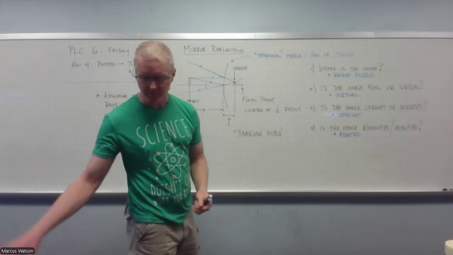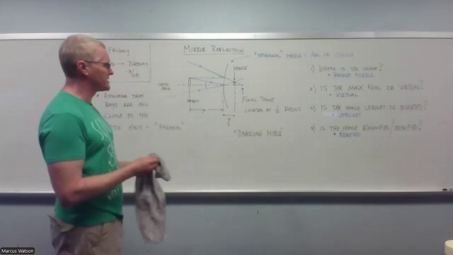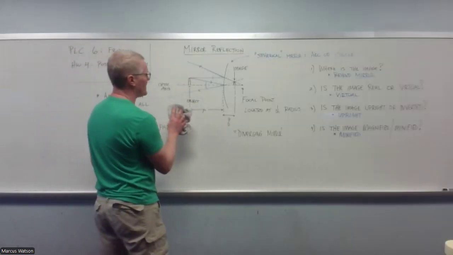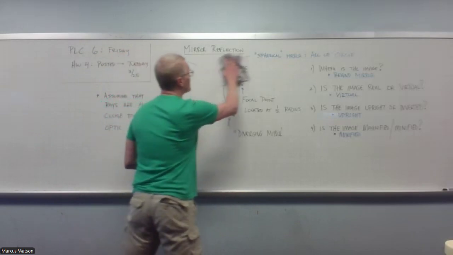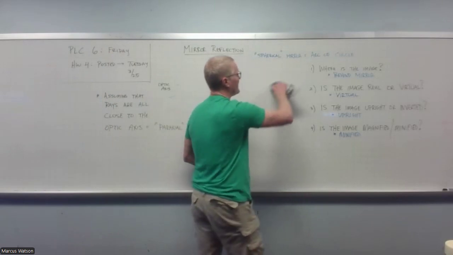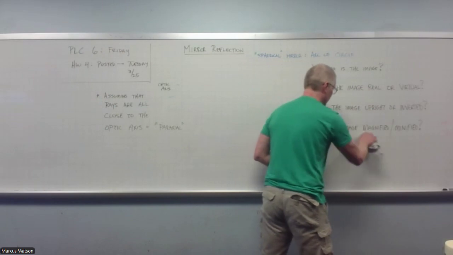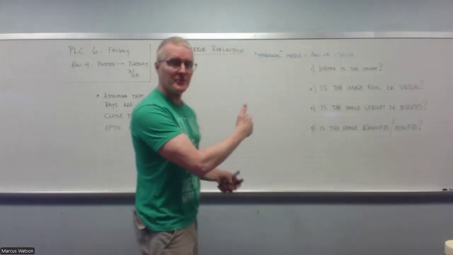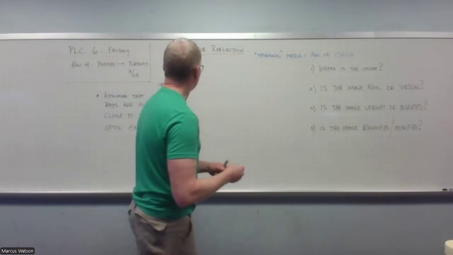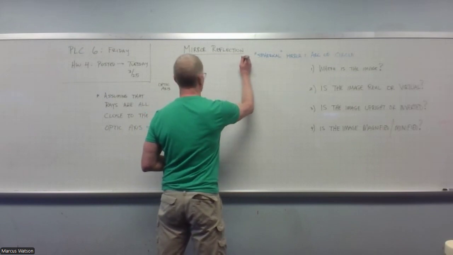Okay. All right, so let's take a look at the other type of mirror, which is known as the converging mirror. I'm going to have to completely redraw this. So we are going to just do this and that. And then I'm going to leave the 4 questions up. But now we're going to answer them for this situation.